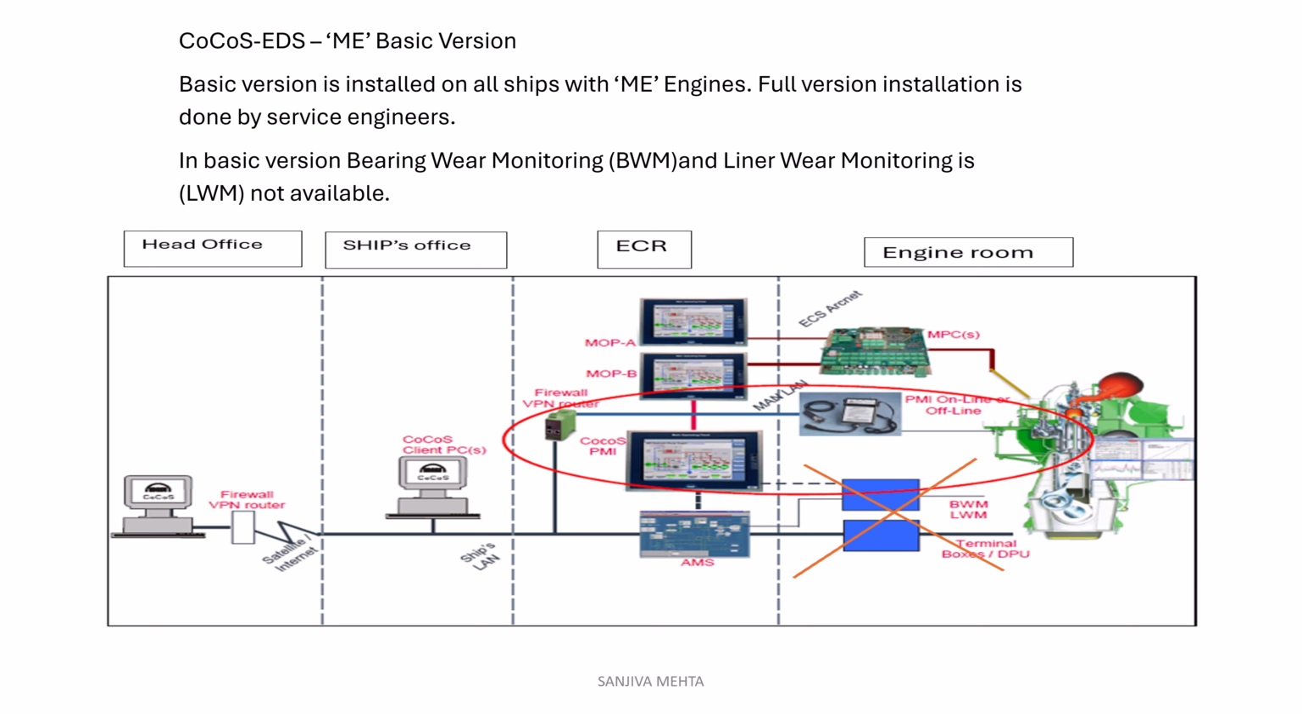Now this data, if AMS will be there on the advanced version, of course, through the firewall, VPN router, this will go to your computer in your control room or ship's office, wherever it is. And then it can be sent to the head office also through the internet. Good.